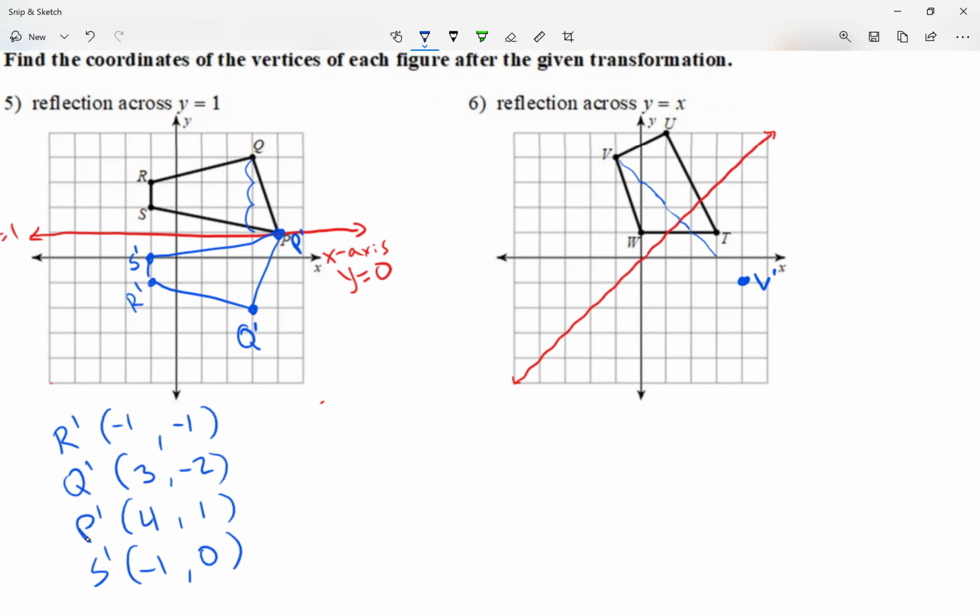How about U, the point U? Okay, well, let's count the spaces. 1, 2. So let me count two spaces on the other side, and this is my point U prime. How about T? Let me follow T. Well, I'm going to the other side, right? I count diagonal. There's one space, so T prime. And what about W? Counting diagonal, it's only half a space, so half a space on the other side. There's my W prime.